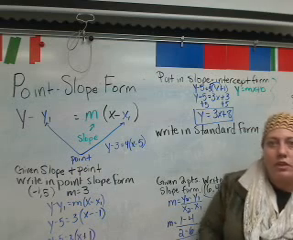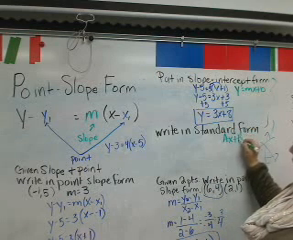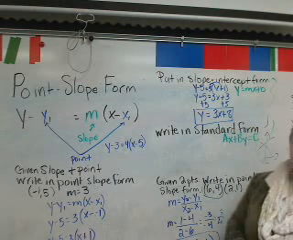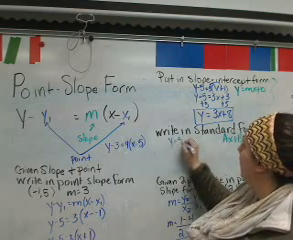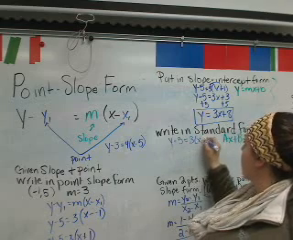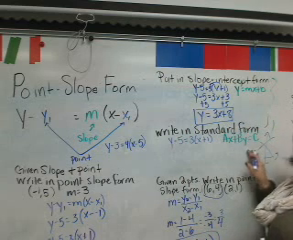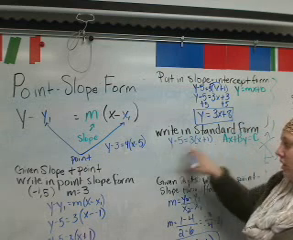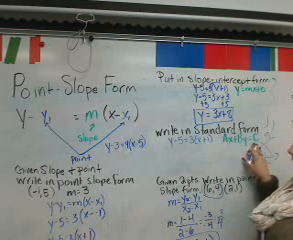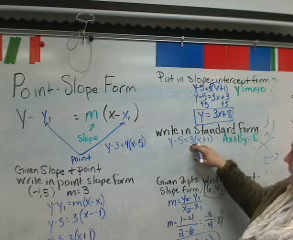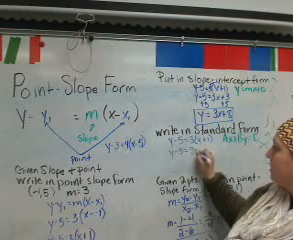Standard form is a new form that you need to learn, and it's written as ax plus by equals c. So if we are in point-slope form, y minus 5 equals 3 times x plus 1, to be able to get into this form, we need to have x and y both on the left-hand side, and then we need to have our constant on the right-hand side. So what we need to do is distribute: y minus 5 equals 3x plus 3.